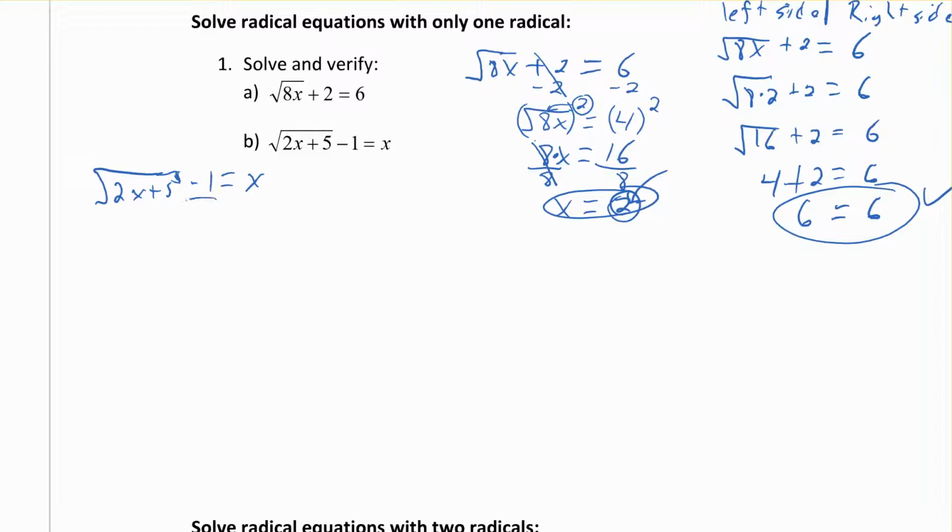So I'm going to get rid of the minus 1 first because it's not underneath the radical symbol. So I'm going to do the opposite of what's being done right now. It's being subtracted, so I'm going to add 1 to both sides. So plus 1, those cancel. And what I have now is the square root of 2x plus 5 is equal to x plus 1.